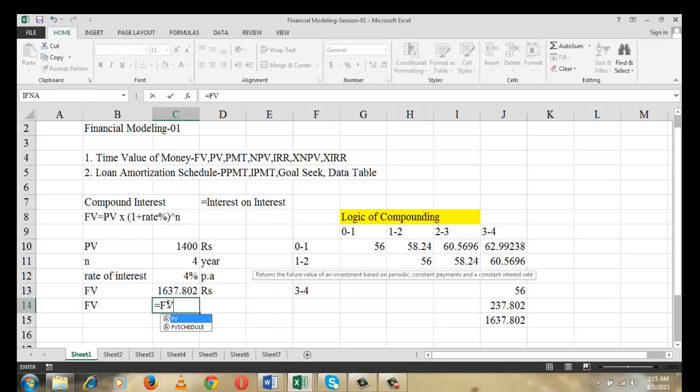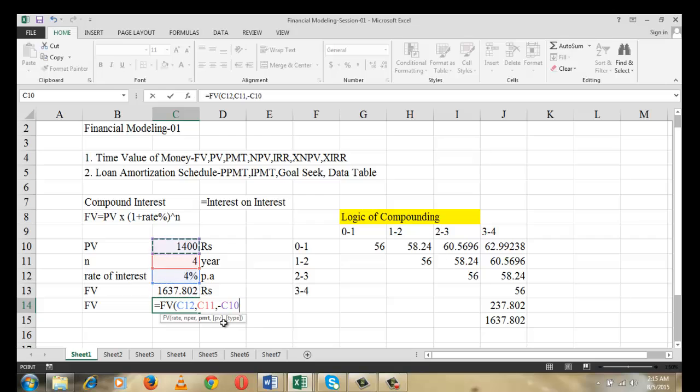Write FV, open bracket, then see what Excel is asking. Excel is asking the rate. In rate, click 4%, comma, NPER. NPER means the time period. In time period, click 4, then comma, PV. PV means present value of money. Here the bracket means negative sign, so put a negative sign on this PV.